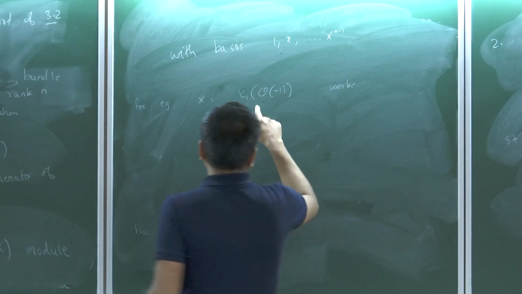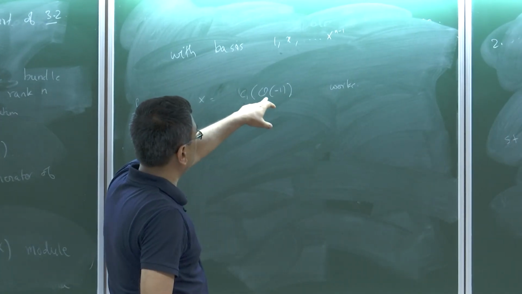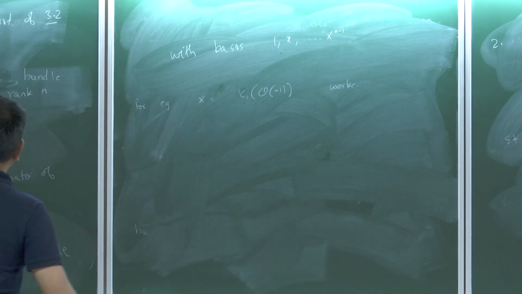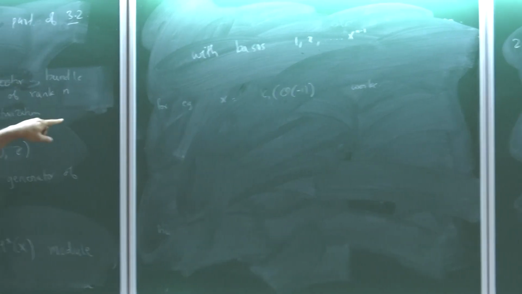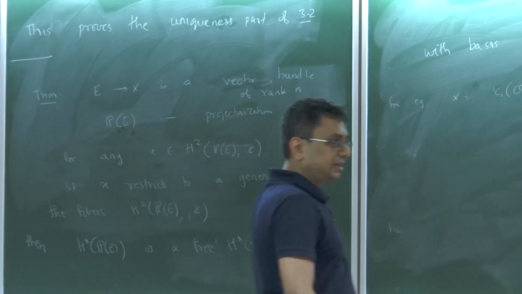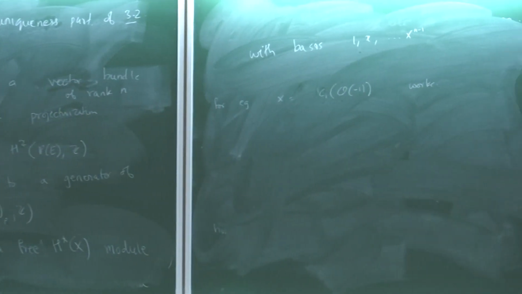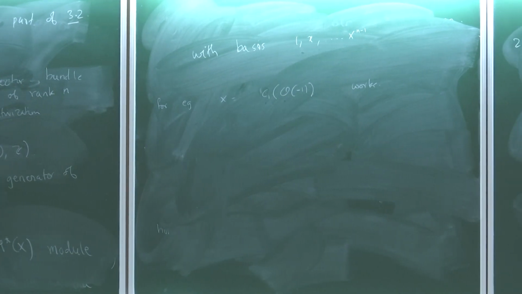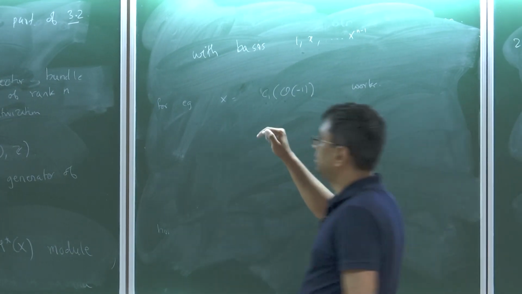What this means is: take the classifying map from this P(E) to P^infinity(C), such that the pullback of the tautological bundle on P^infinity(C) is the tautological bundle on P(E), and that is my class x.